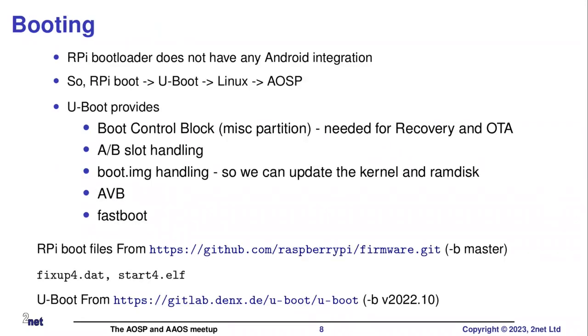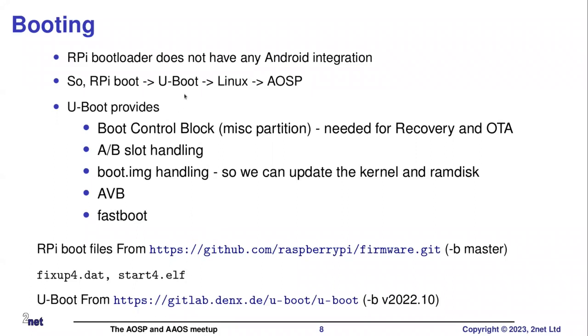So first of all, booting Raspberry Pi. Well, there's the primary bootloader that's built into the chip, and then there's the secondary bootloader, which is actually these files here, fixup4.dat and start4.elf. This is all proprietary stuff. We don't have the source code to this, and obviously it knows nothing about Android.